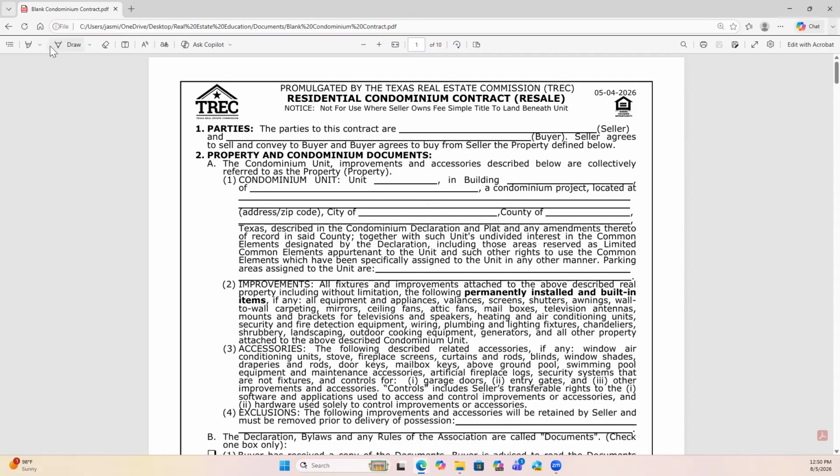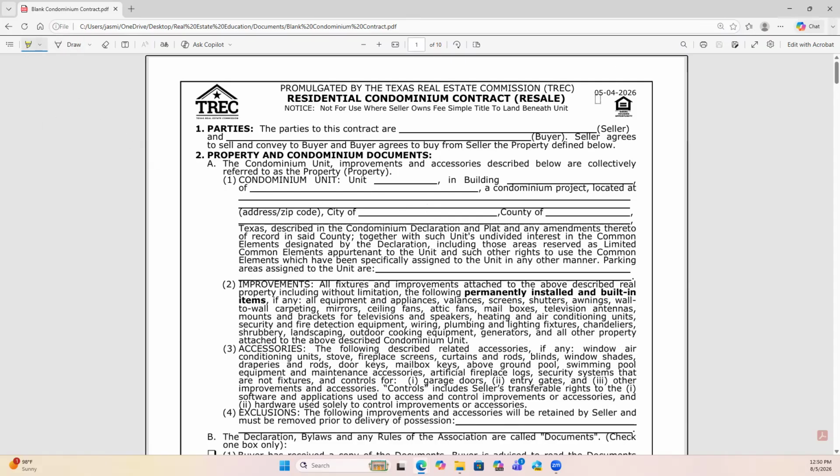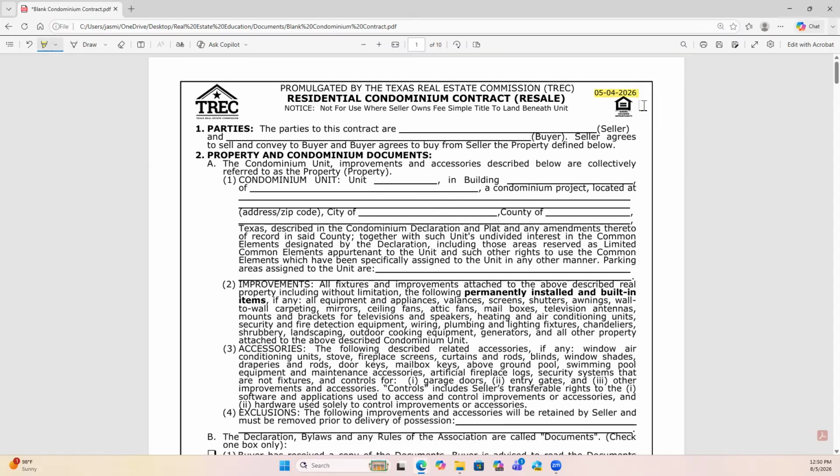Okay. So the first thing that I want to point out is you know that you're using the correct contract depending on what date you see in the top right corner. So if you're using a contract that's dated previous to May 4th of 2026, you are using the wrong contract. It is a TREC mandate. Anything that is promulgated, that you are using the most up-to-date version of every document that they produce for us. If you are using a previously dated document, you could get in a lot of trouble for that.